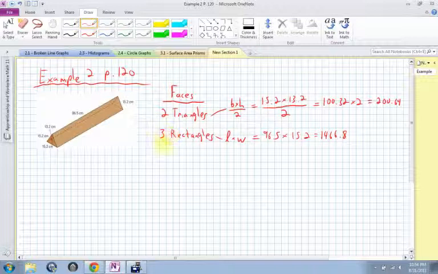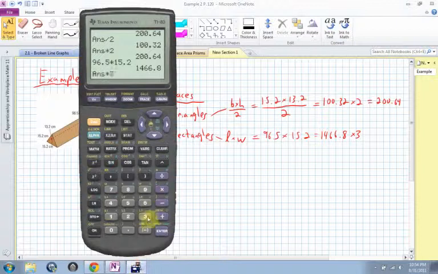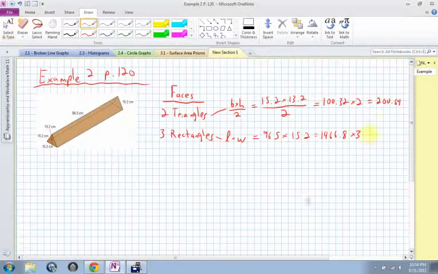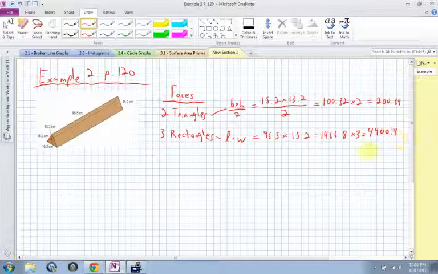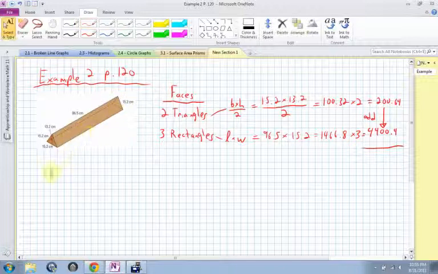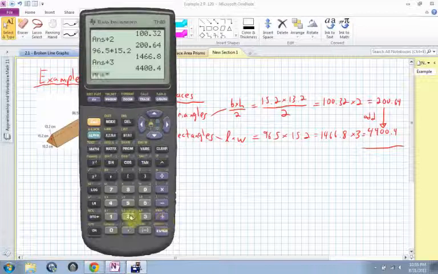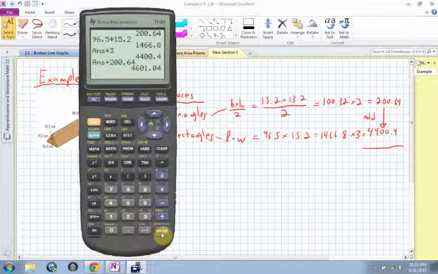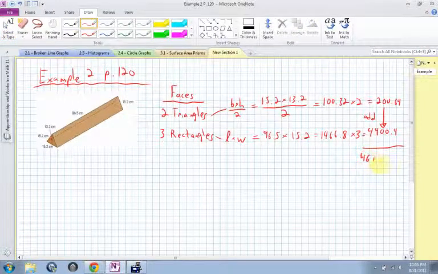1466.8, and then because there's 3 of them, I multiply that value by 3. 4,400.4. The next thing I have to do is add these two, because I have the area of the triangles plus the area of all the rectangles. So I add on my original 200.64. That's equal to 4,601.04, and the units are centimeters squared.